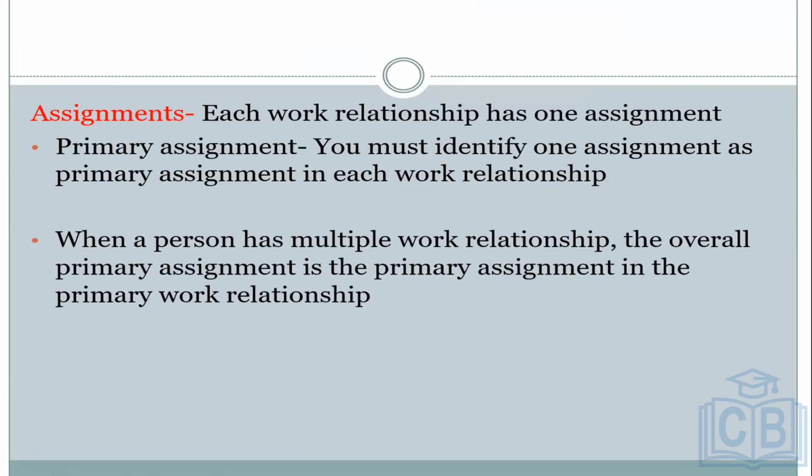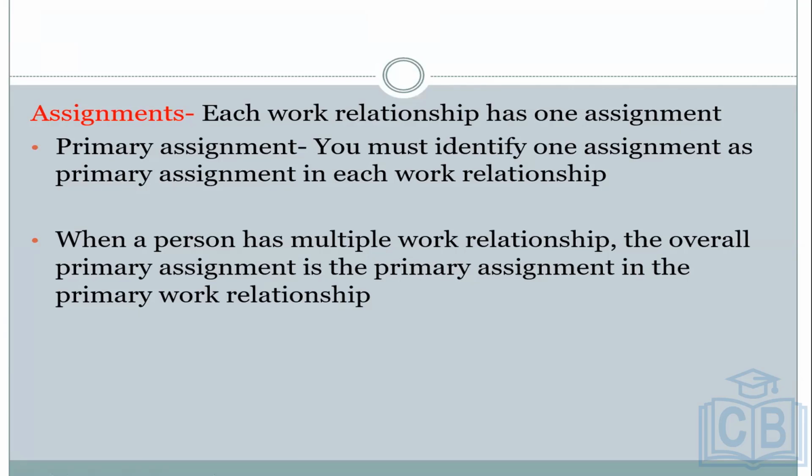Now, coming to assignment. I've already told you that each work relationship has one assignment. You must identify one assignment as the primary assignment in each work relationship. When a person has multiple work relationships, the overall primary assignment is the primary assignment in the primary work relationship. That is the primary assignment, meaning he is working on that.